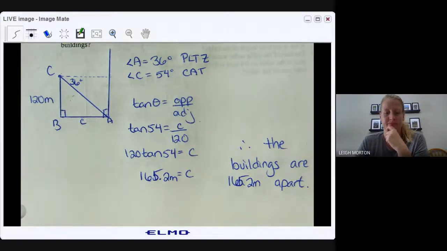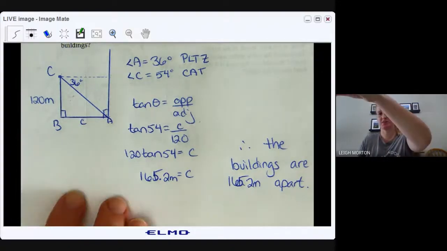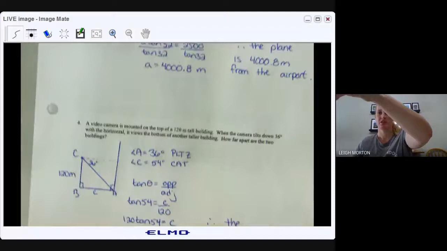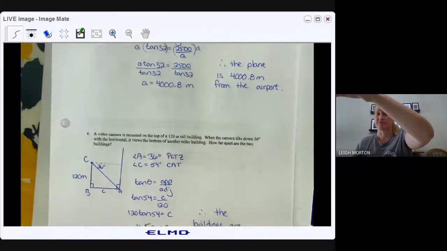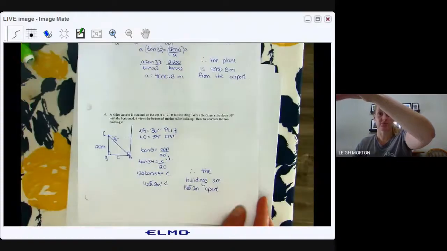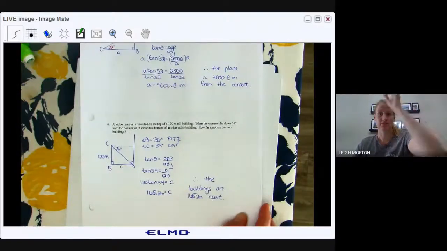I'll give you 2 minutes to catch up on these 2. If you need anything still, I'll zoom out a bit. And then we're going to move on to our back page. If you're feeling great about these questions, go on to the back page and try them on your own. Okay? We'll catch up in 2 minutes.